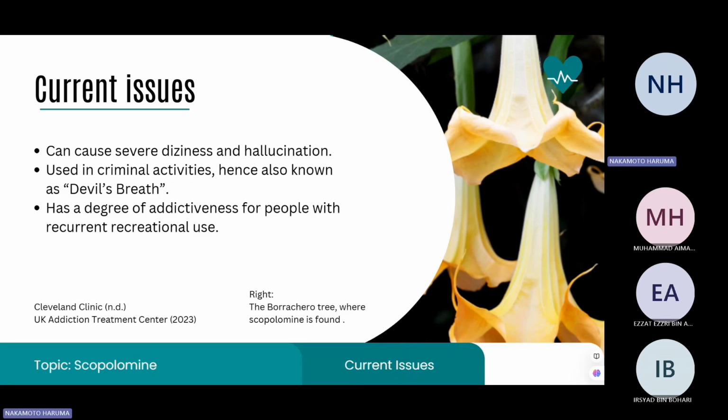And number three, this drug also has a degree of addictiveness for people with recurrent recreational use, meaning that even though this drug is not as addictive as drugs such as cocaine, recurrent recreational use of this drug, since it can give you hallucination, which makes you feel like you're in dreamland, right? So recurrent use of this drug can lead to negative consequences.